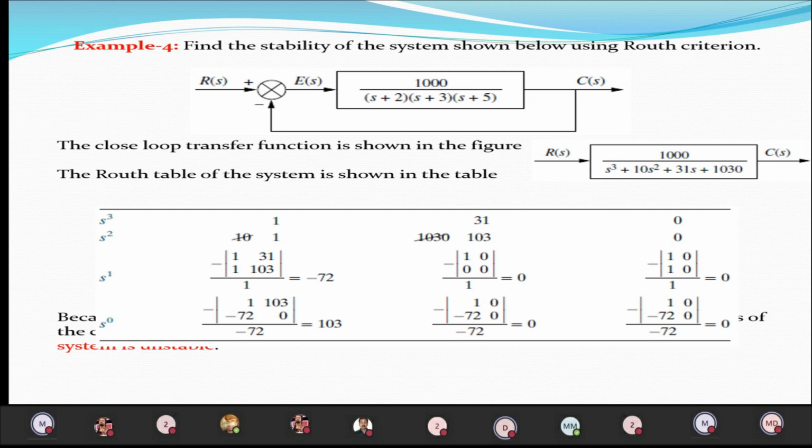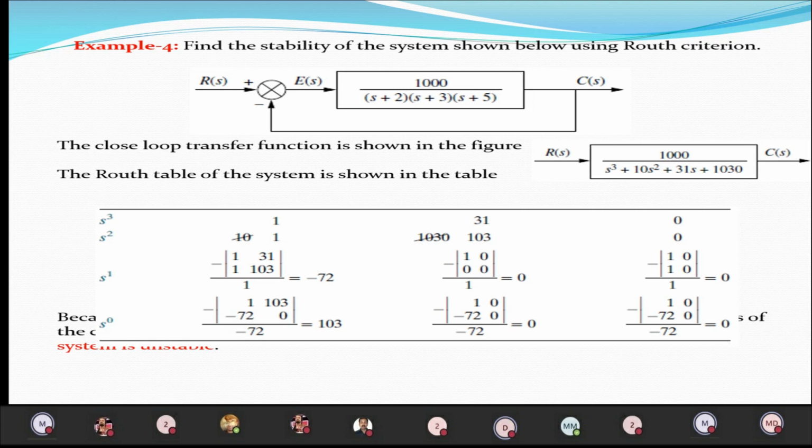If the common element divides, you can do it; otherwise you can proceed with the calculations. You can use your calculator to determine the s^1 row. Here you can see that 10 will be divisible, therefore 1 and 103 become the row. So you can take these elements, 1 into 31.